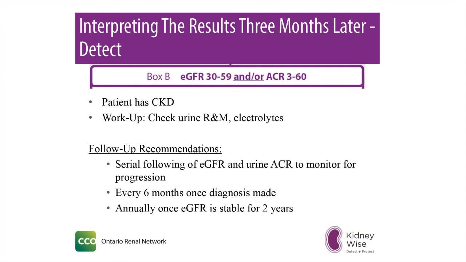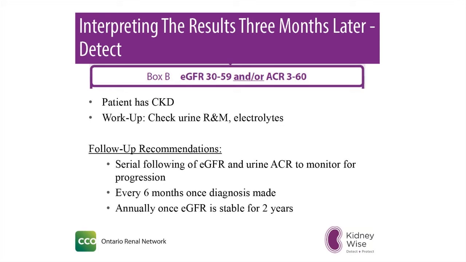This next slide represents Box B. Again, just as a reminder, this is where you have a patient that you have identified as being at high risk for chronic kidney disease. You have ordered a urine ACR and eGFR, and either one or both values were abnormal. You are now repeating the test 3 months later to determine if the patient has a true diagnosis of CKD. In this situation, either the eGFR comes back between 30 and 59 milliliters per minute, and or the urine ACR comes back between 3 and 60 milligrams per millimole. In this scenario, the patient has chronic kidney disease.